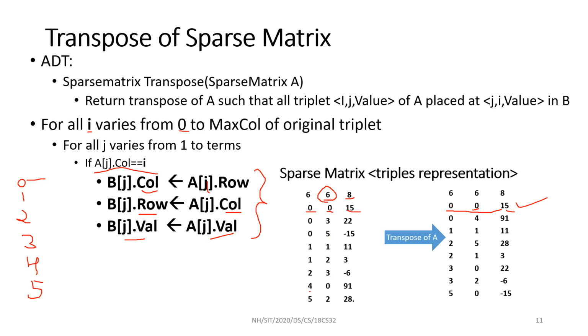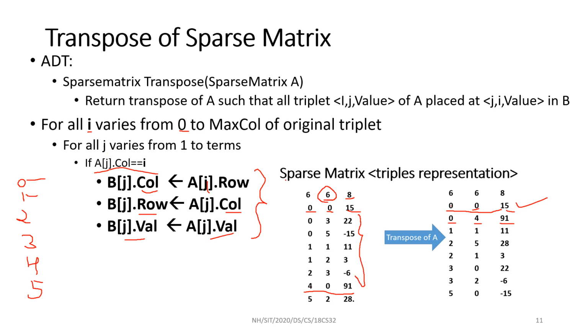Now where to keep this one? So this will come in the second. So column will become row, row will become column. This is row value that becomes column. This is column value that becomes row, and value same. See, simply we have wasted this much of time. Correct. Next, the last one again wasted. That is about I equal to 0.